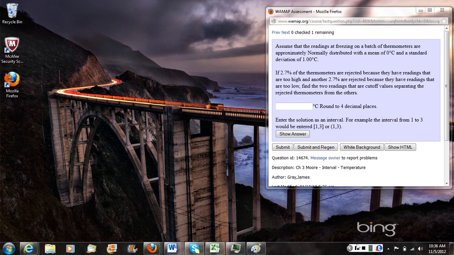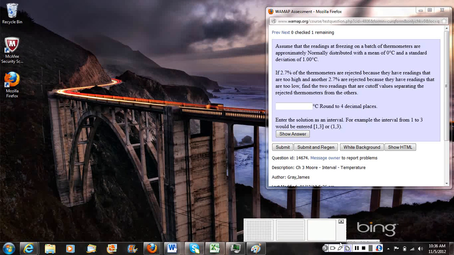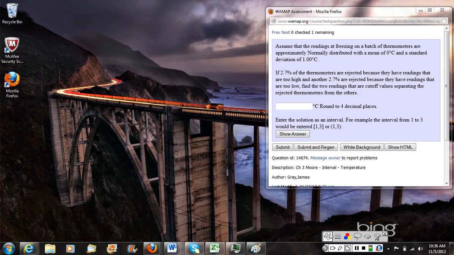So let's begin here by drawing a picture. Pull up our whiteboard. I always like to begin any of these normal distribution problems by just writing the given information. So we're dealing with a normal distribution here, and the mean reading on those thermometers is 0, and the standard deviation is 1.